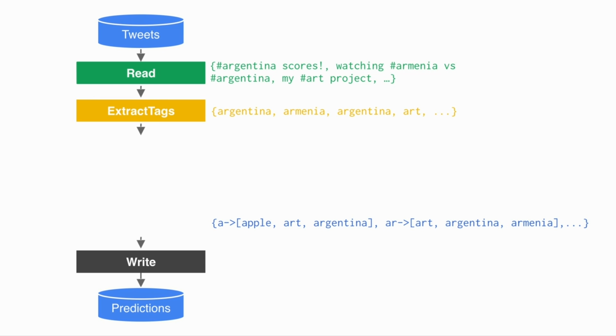So I'm trying to autocomplete hashtags. I actually don't care about anything in the tweet that's not a hashtag. So let's extract the hashtags. And now I have Argentina, Armenia, Argentina, and so on.